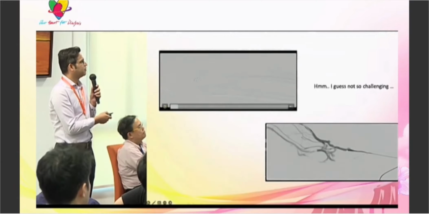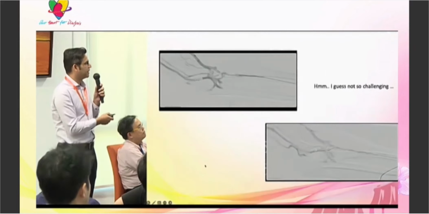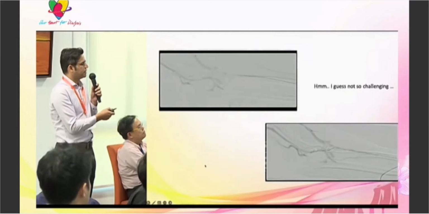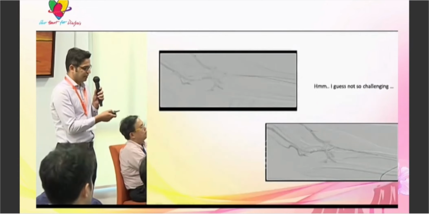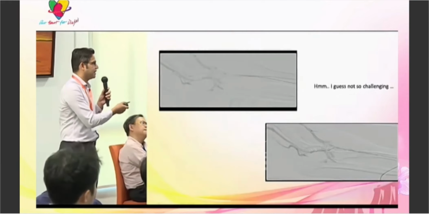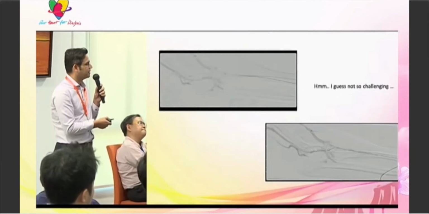So the top one is the pre-procedure. There is some narrowing at the anastomosis and the perforator, and the lower run showed that it opened up quite nicely. So I guess that was not very challenging, a very routine case. Now let's move on to the next case.